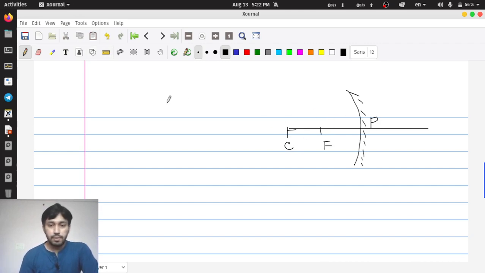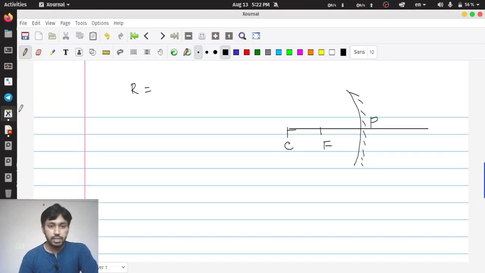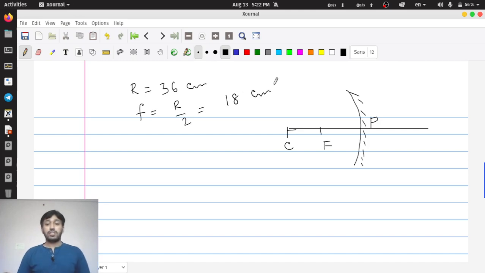R is given here, the radius of curvature, 36 centimeter. So what will be f? We know f = R/2. So this is basically 18 centimeter. Now first of all, you have to apply the sign convention.